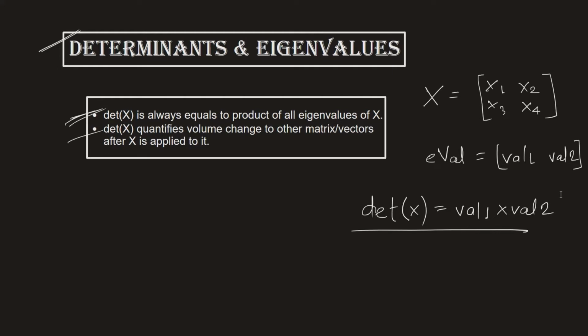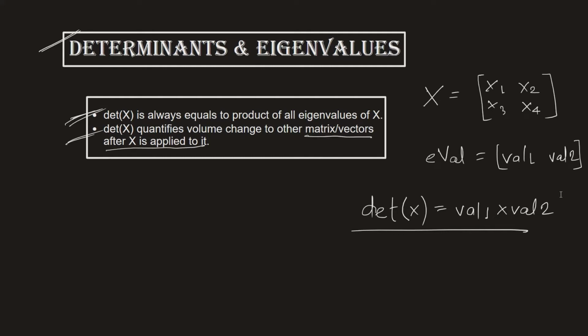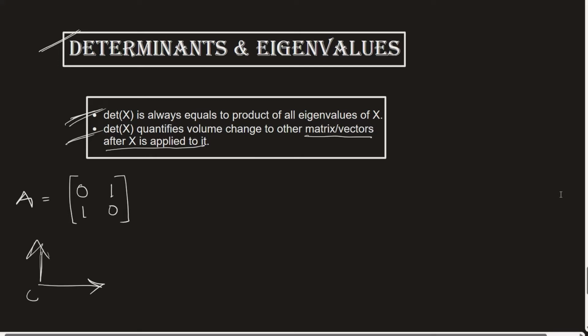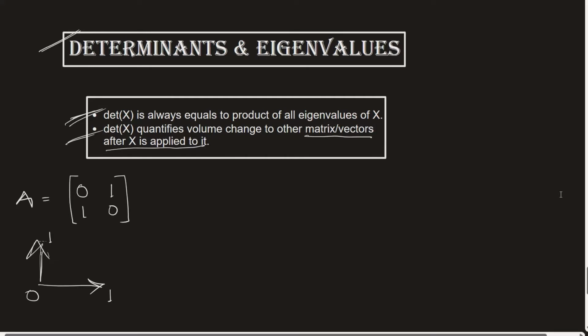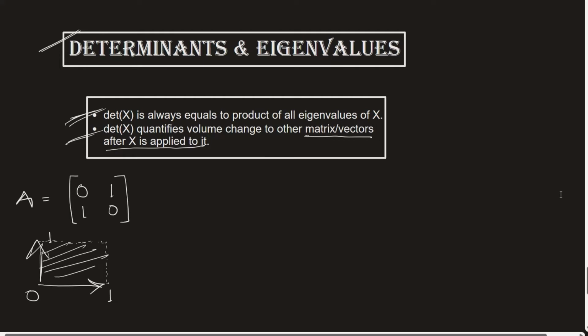This is exactly what this first pointer essentially means. And the second point says the determinant of X quantifies volume change to other matrix or vector after X is applied to it. Now this is the most important point to understand, so I will quickly erase all this and consider the example of matrix A. So I will quickly create it, and if we try to plot these vectors, it will look something like this. Starting from 0, 1 points towards x-axis and 1 points towards y-axis. And as we know, this particular matrix is representing some area on a two-dimensional plane, so it can be considered as a square surface. So this area is being represented by the matrix A.